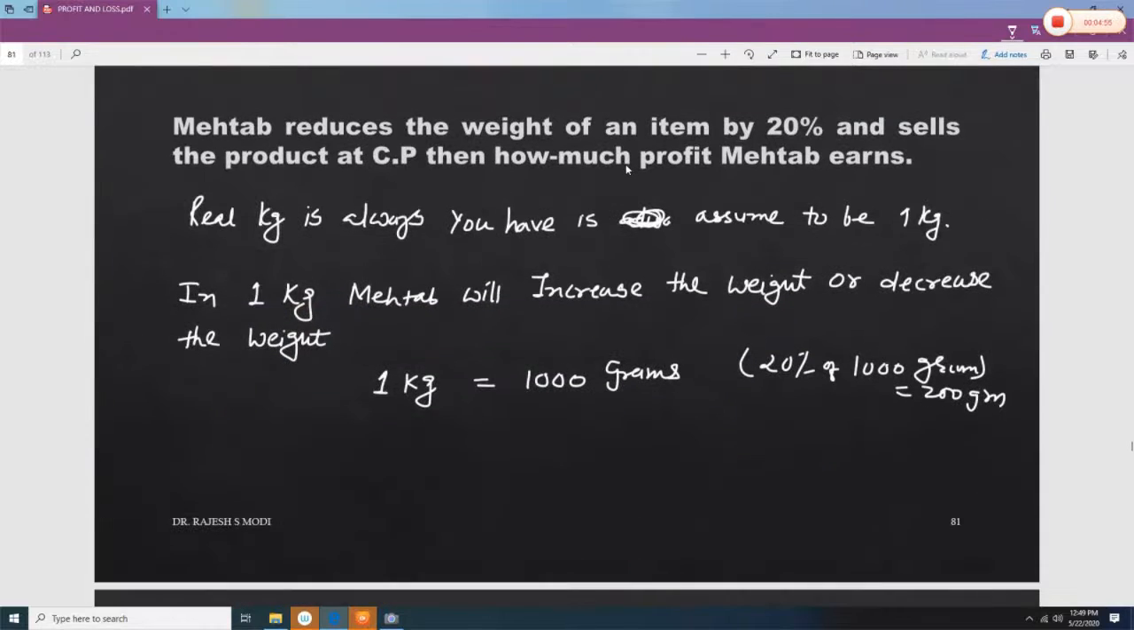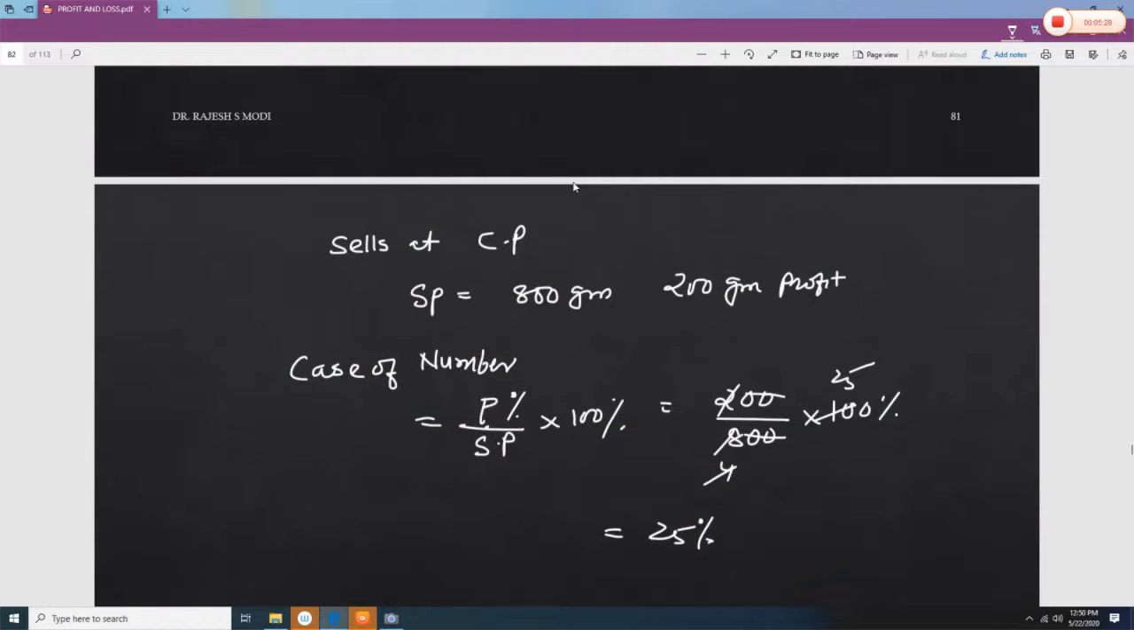Mehtab reduces the weight of an item by 20% and sells the product at CP. Then what percentage of profit does Mehtab earn? Now you see, when these kinds of examples are given and kg or kilogram is given, then always you have to assume it is 1 kg. 1 kg is equal to 1000 grams. So 20% of 1000 grams is 200 grams. Now selling at CP means SP of 800 grams, he is going to make a profit of 200 grams.